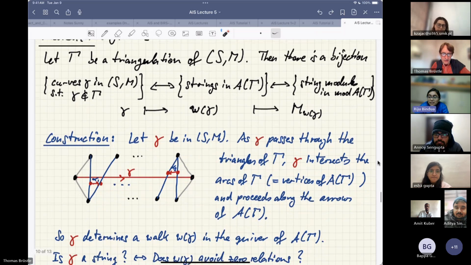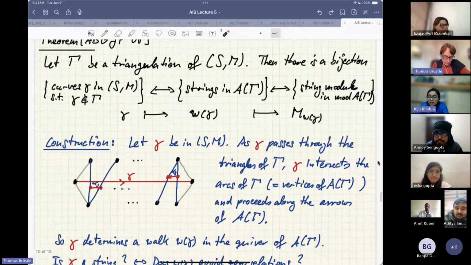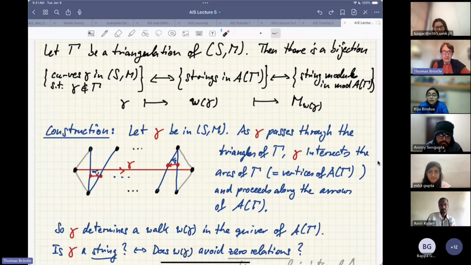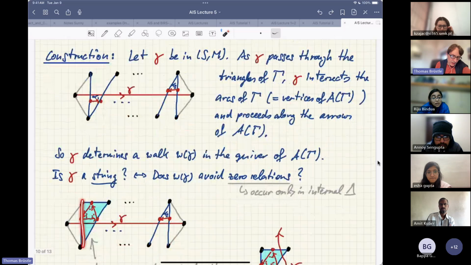The edges must not belong to the relation. Yes, yes, we have to avoid those zero relations. I cannot walk through a zero relation in a string. Yes, that's really what I need to verify, right? So what would it mean that I go through a zero relation in that way? The zero relations, you remember, only appear in internal triangles. So what would that mean?